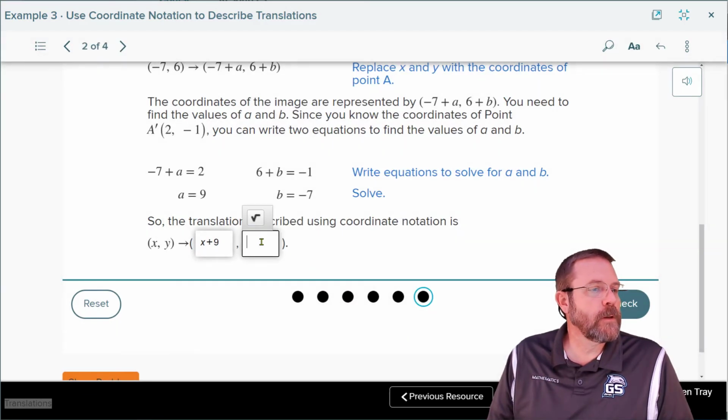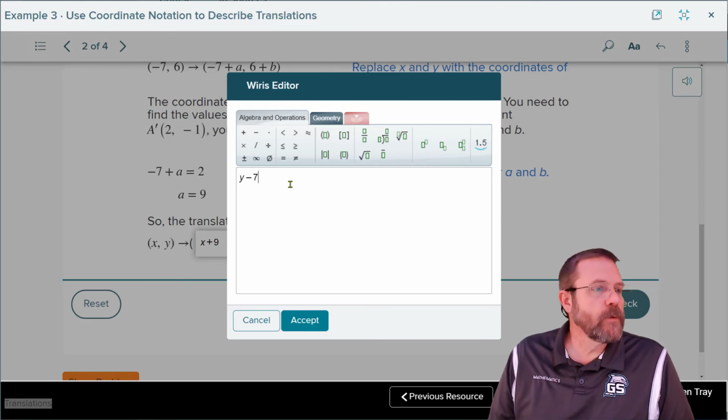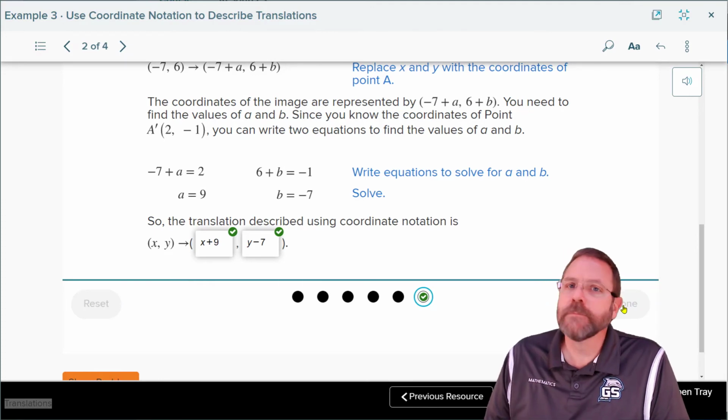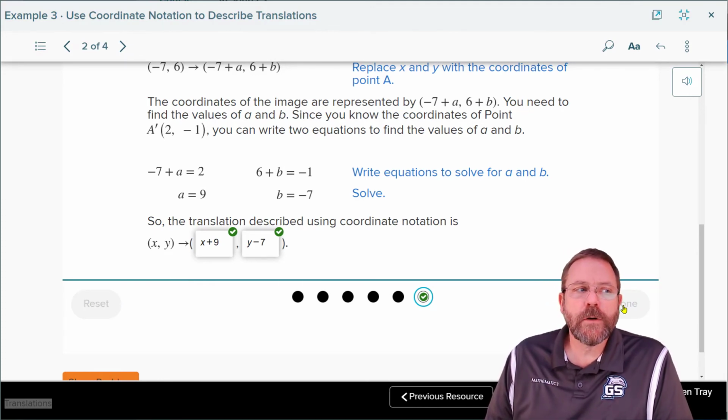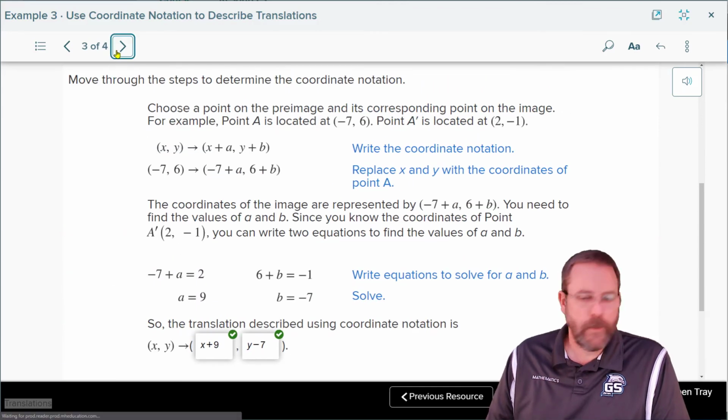That didn't take. Let's try that again. We're going to do y minus 7, accept that, and check, and the answer checks. Once again, not a really hard concept. It does require a little bit of supporting work to go with it.